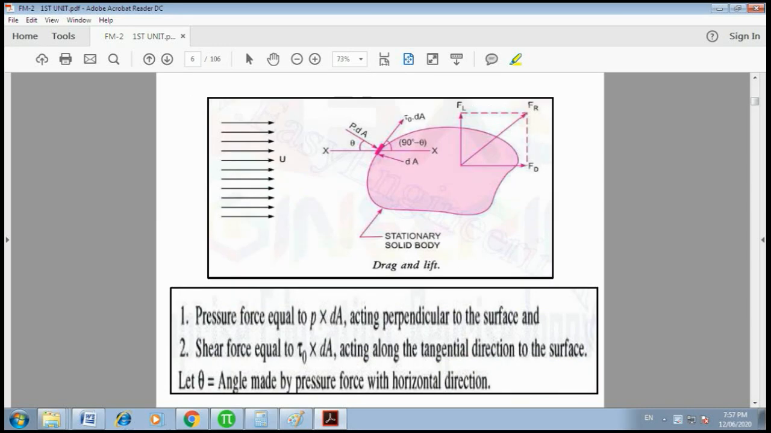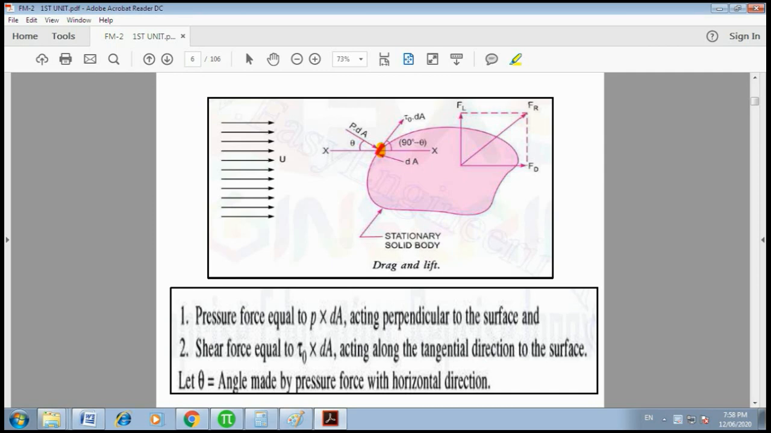See here, we have placed this arbitrary shaped body, and we are considering this red colored small elemental area whose area is dA. The fluid is having a uniform velocity u. Now, the pressure force will act perpendicular to the surface of this small area. Pressure is different and pressure force is different.